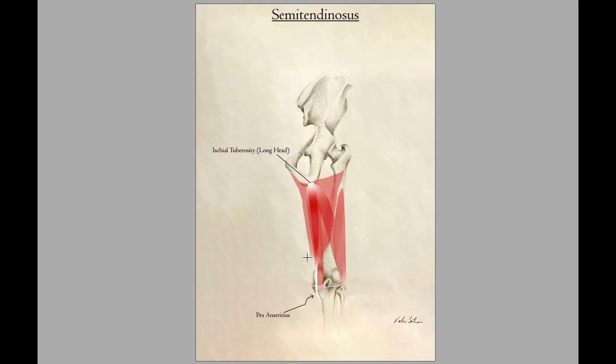Every time I see this on a cadaveric specimen, for example, I always liken it to a hot dog and a hot dog bun, right? So the semitendinosus would be the sausage, and the semimembranosus would be the bun on which it sits.